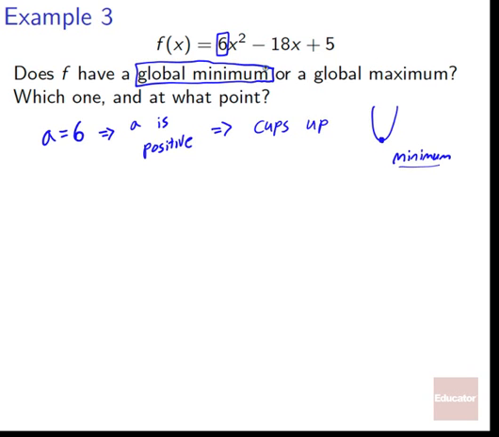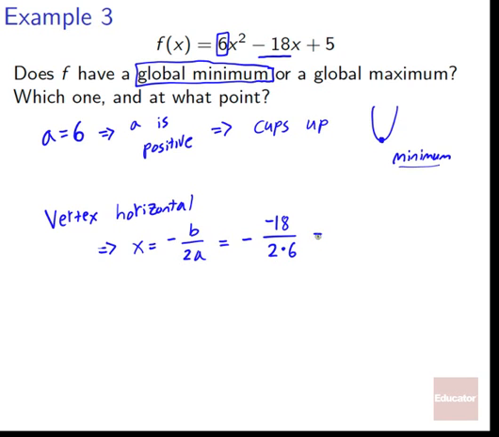So what it has is it has a global minimum. Now, where is it going to happen? The vertex horizontally is x equals negative b over 2a. So what's our b? Our b is negative 18, remember, because it's ax squared plus bx. So we've got negative, what's b? Negative 18 over 2 times, what was our a? 6. We simplify this out, so we get positive 18 when those negatives cancel over 12 equals 3 halves. So our x location is at 3 halves.